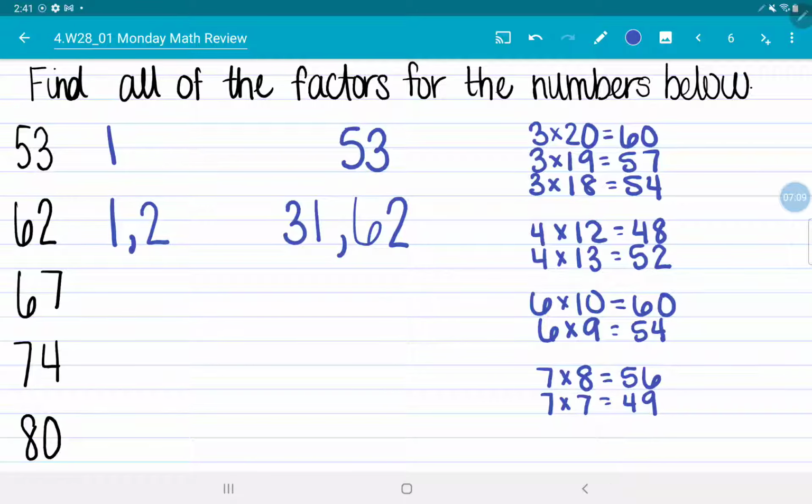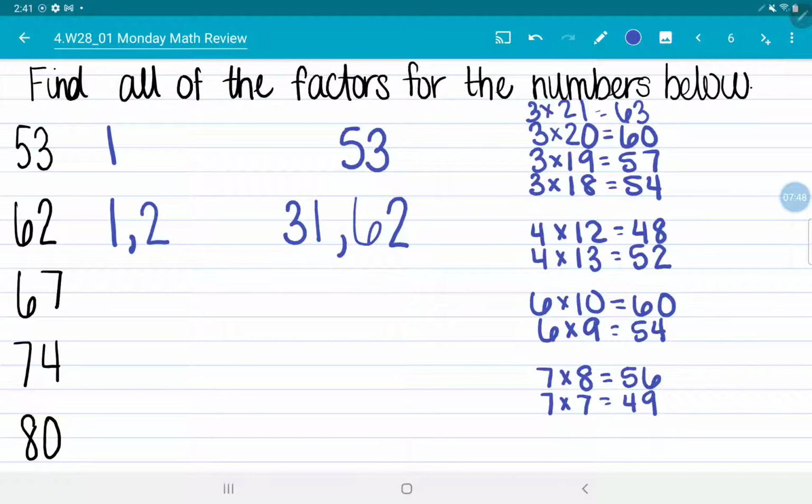All right, is 3 going to be a factor? Nope. We found earlier that 3 times 20 is 60. What if I did 3 times 21? What would that be? 63. And 63 is too much. So that would not be a factor. How about 4? Nope. Okay. We said earlier 4 times 13 was 52, but that's still 10 away.